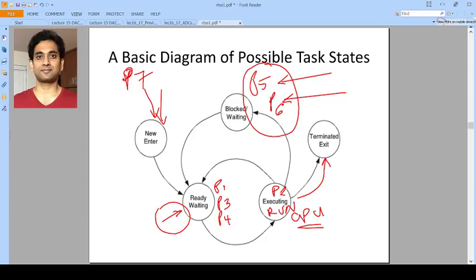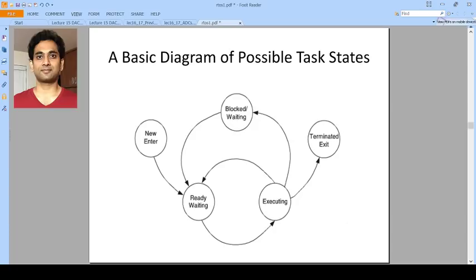And a few other important points. Any task, if it needs to get into the running state, into the executing state, has to come from ready or waiting state. Let me say that one more time. Any task that needs to enter the executing state has to come from the ready and waiting state. So in other words, input to the executing state is only from the ready and waiting state. Note that no other state can lead to executing state. Okay? In the executing state, CPU is available.